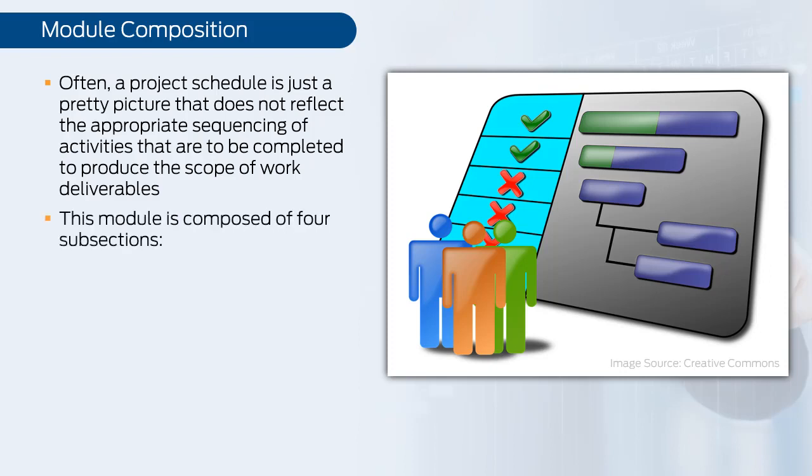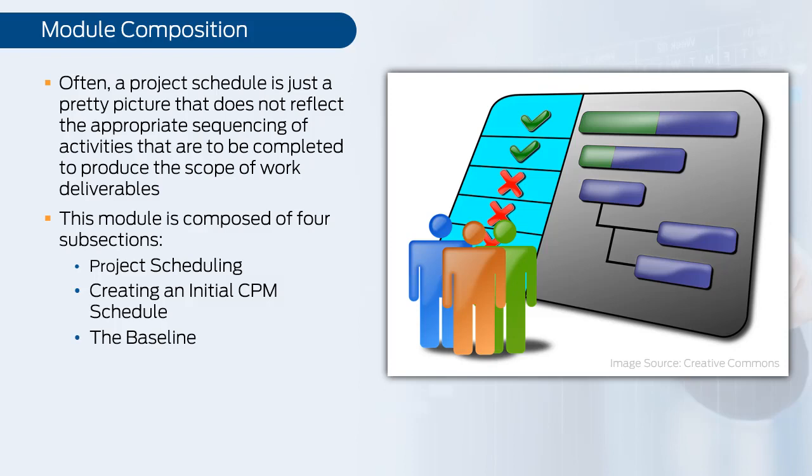To understand how high-quality schedules are to be produced, we will first look at an overview of project scheduling. Then we will examine the overall process and explore the individual steps for creating an initial critical path method (CPM) schedule. We will look at additional adjustments needed to produce a baseline schedule. Finally, we will look at the important topic of updating schedules as the work progresses.